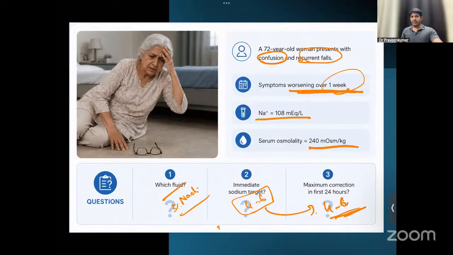So can you repeat why it is 3% saline? Because this is symptomatic, moderate symptom hyponatremia. So for moderate symptoms and severe symptoms, you have to give 3% saline. That's all.